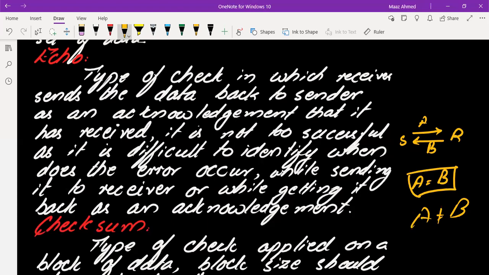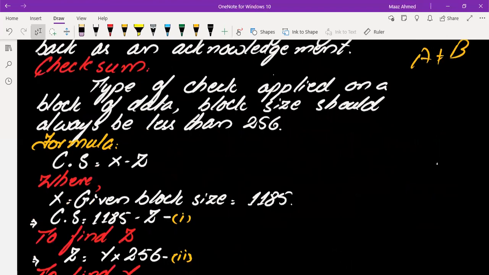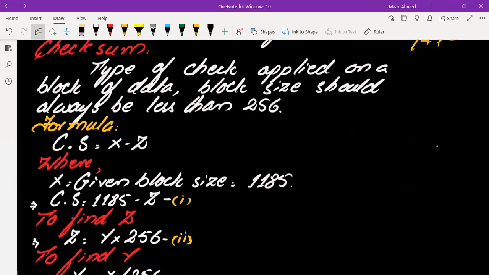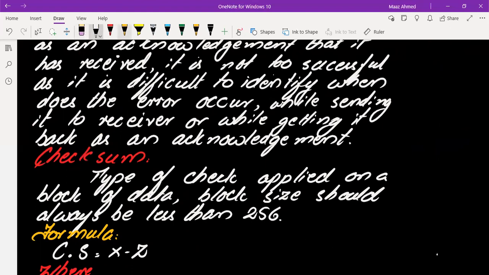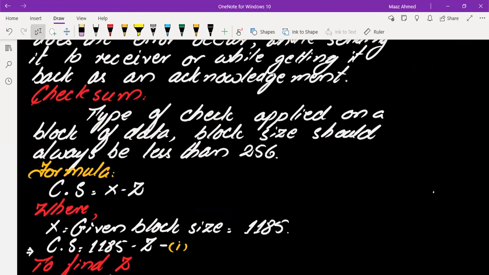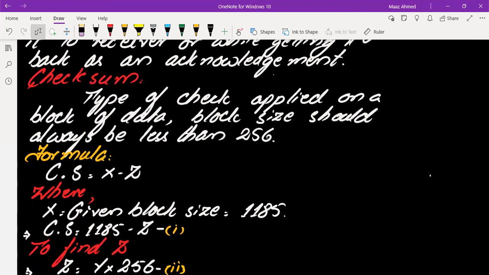Yes, yes, sir. Okay. Now we're coming to the checksum. What is the checksum? Checksum is something that is applied over the block of the data. Now, what do you mean by the block of the data? Block of the data means multiple bytes together. Multiple bytes transmitting together is particularly known as the block of data. So checksum is applied over the block of the data, and always remember that the value of checksum should be less than 256. Now, why is that so? You guys need to understand that as well.